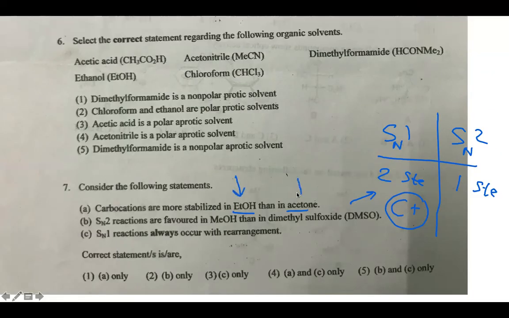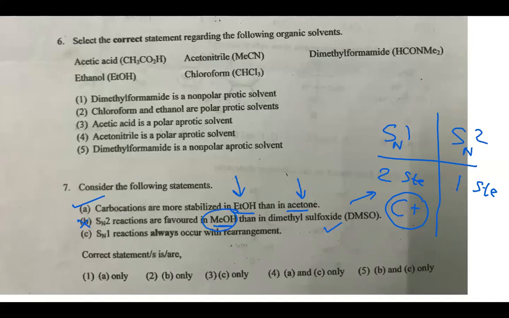Ethanol is more polar than acetone. So it's correct. SN2 reactions are favored in methanol rather than dimethyl sulfoxide. Methanol is more polar than dimethyl sulfoxide, and SN2 has only one step, only one transition state, and it's some sort of neutral transition state compared to the carbocation. So actually SN2 is more favored in DMSO, not methanol. So that's why it is wrong. Simply you can remember SN1 and E1 reactions are more favored in more polar solvents. Favored means they react very well.